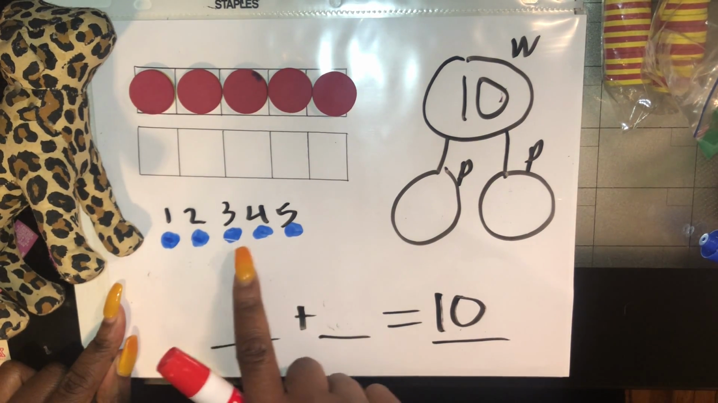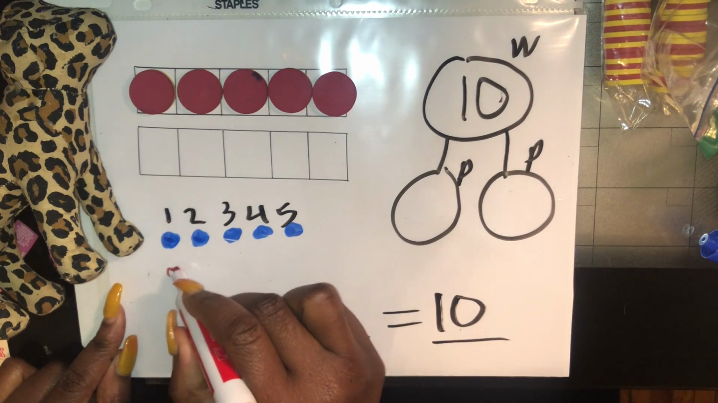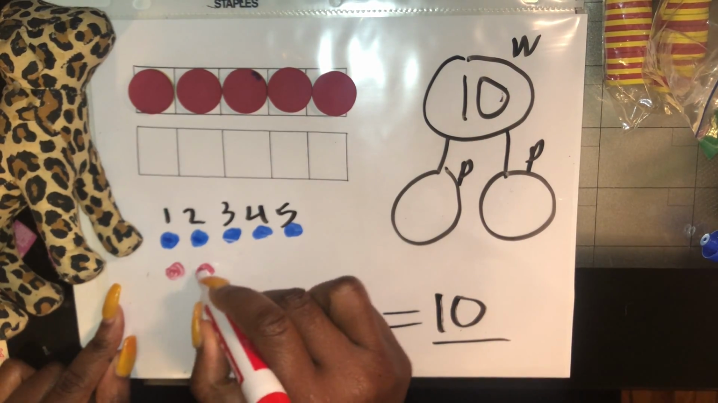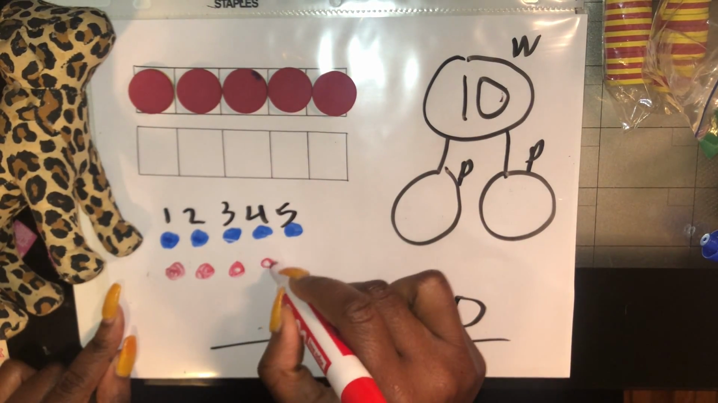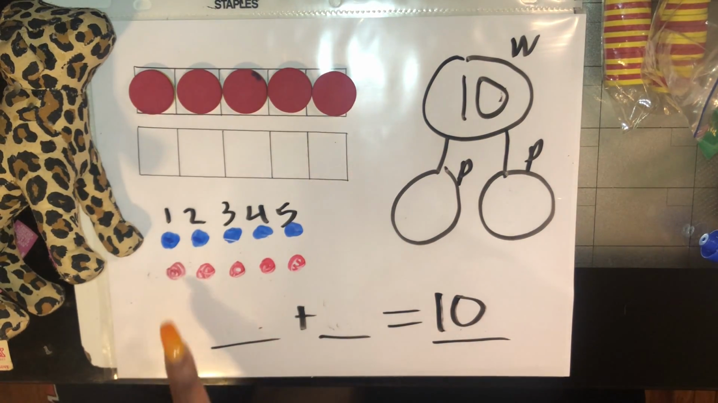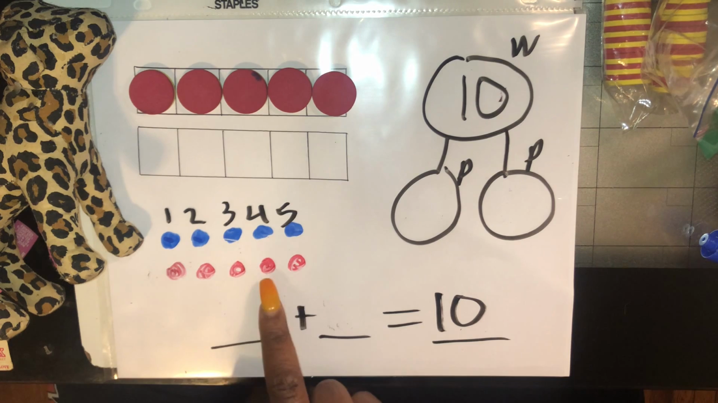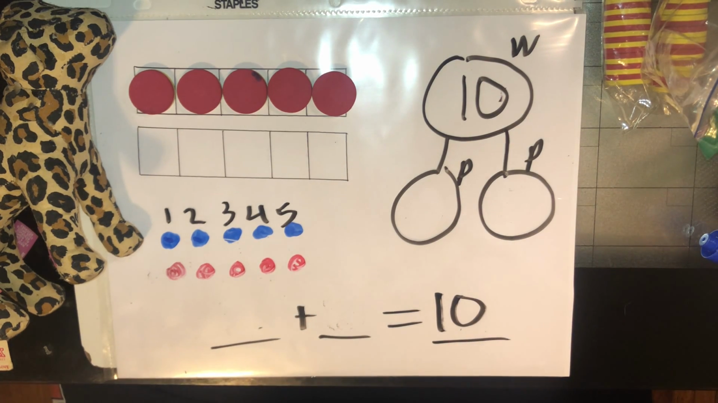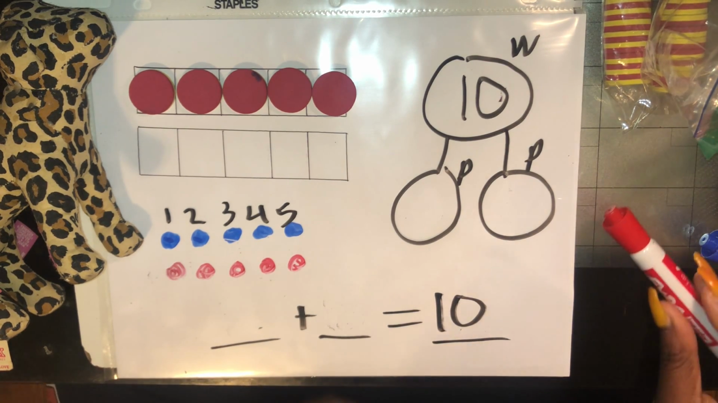So I have 1, 2, 3, 4, 5. I'm just going to keep counting. 6, 7, 8, 9, 10. How many more did I draw? I have 1, 2, 3, 4, 5. Oh, so I need 5 more to make 10.